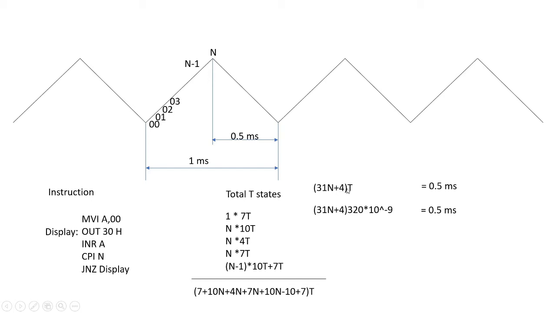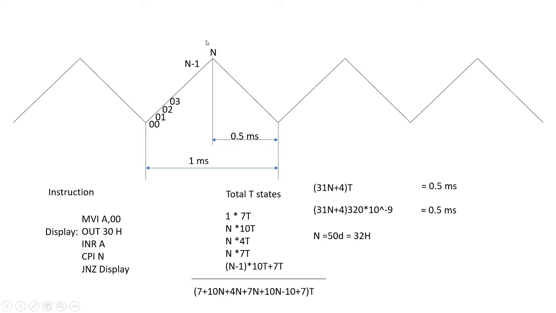So 31n plus 4 T states is equal to 0.5 millisecond. When we substitute the time period for one T state in the 8085 microprocessor as 320 nanoseconds, we can find the value of n as 50 in decimal. When we convert this into hexadecimal, n is obtained as 32H. So when we substitute 32H in this program, we can see that the content of the accumulator will rise from 00 to 32H within 0.5 millisecond.